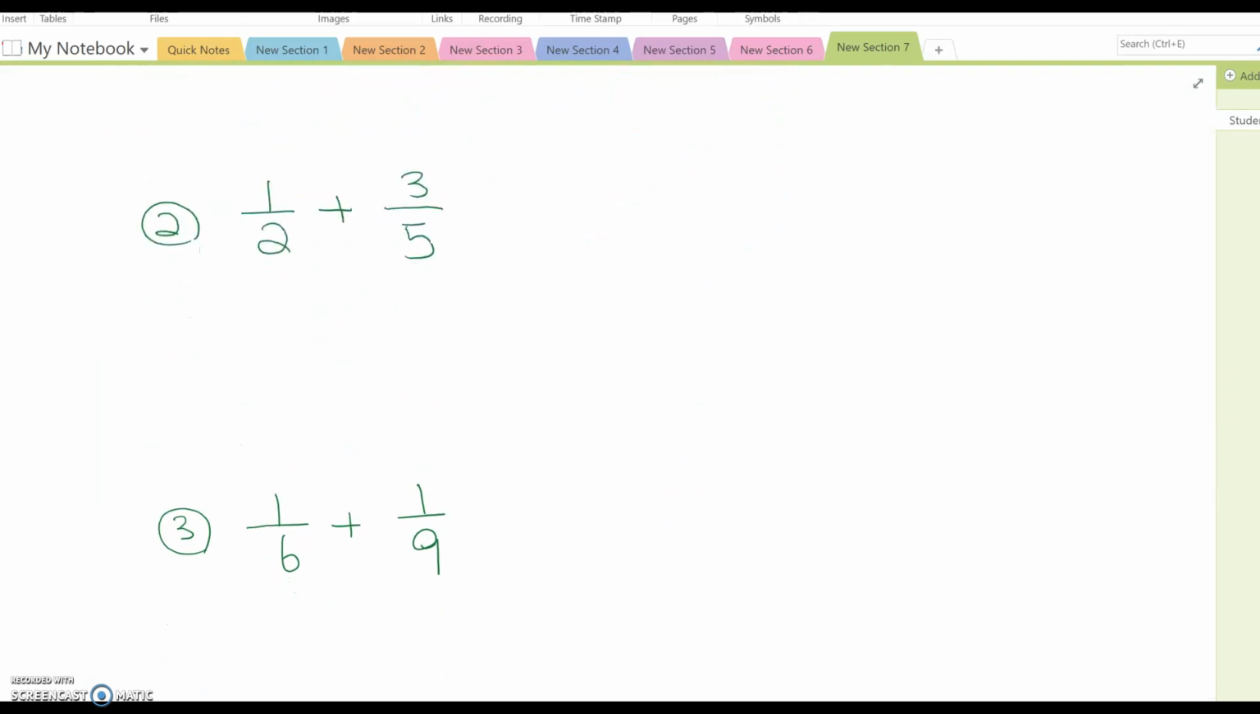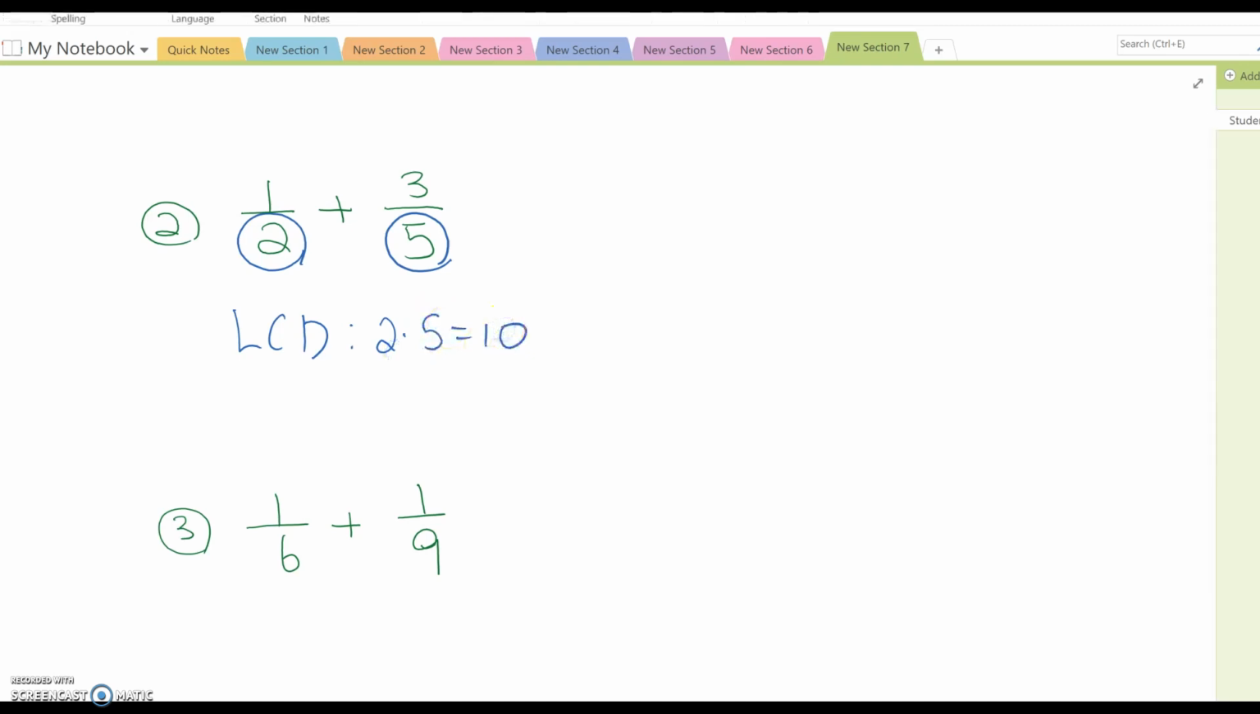What about number 2? As you see, 1 over 2 and 3 over 5 have different denominators. In this case, we need to find the LCD. Then how to find the LCD? In this case, 2 and 5 don't share any common factor. Therefore, the LCD becomes their product, which is 2 times 5, which is 10.